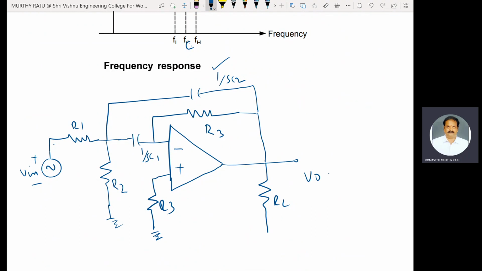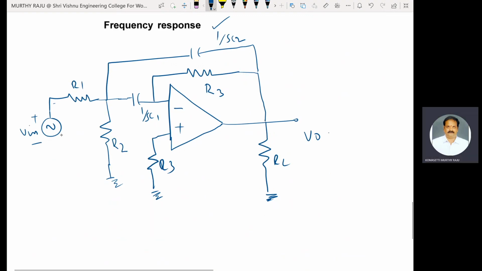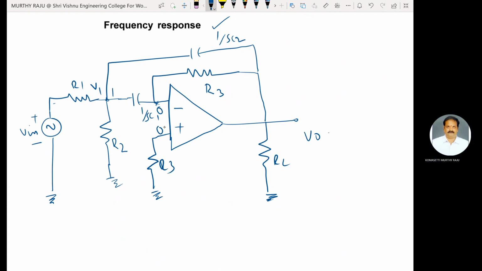This one is R3, RL. V in is connected to ground. This point is 1. The voltage at the junction point 1 is V1. Here the non-inverting terminal, that means the plus terminal, is connected to ground. Here the voltage is 0 due to the virtual ground concept. At this point the voltage is 0. Here also 0 voltage.